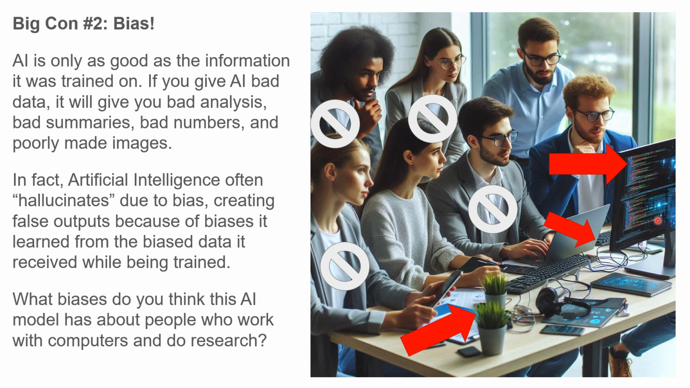Okay, big con number two, bias. AI is only as good as the information it was trained on. If you give AI bad data, it will give you bad analysis, bad summaries, bad numbers, and poorly made images. In fact, artificial intelligence often hallucinates due to bias, creating false outputs because of biases it learned from the biased data it received while being trained. What biases do you think this AI model has about people who work with computers and do research? Think about that for a moment.